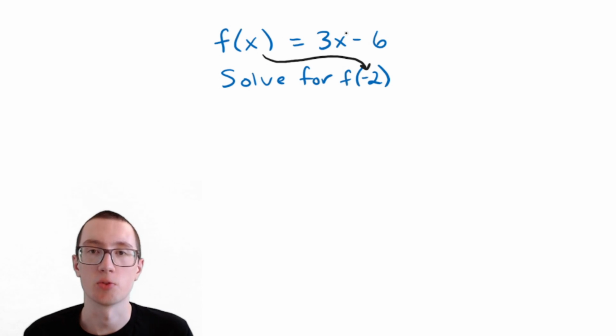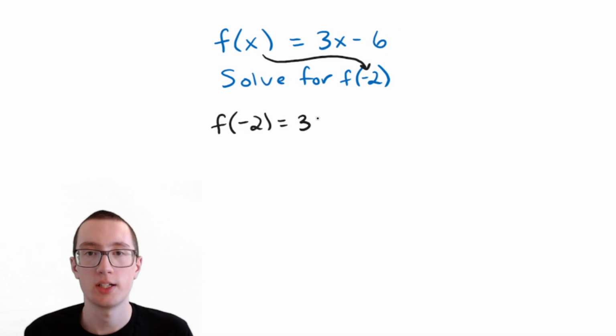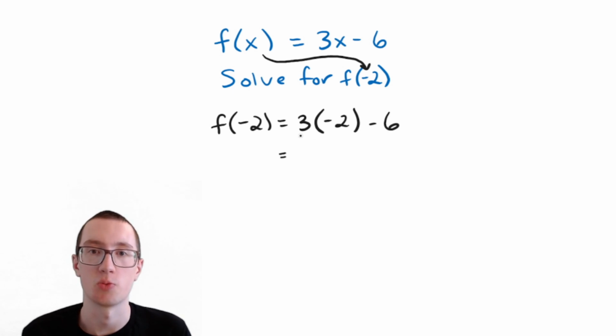So we have f of x equals 3x minus 6, and x is being replaced with minus 2. So let's do the same thing with this. So 3 times x becomes 3 times negative 2, minus 6. And now in PEMDAS, we don't have anything to do in parentheses. We don't have exponents. So we're going to move on to multiplication and division, which we have right here.